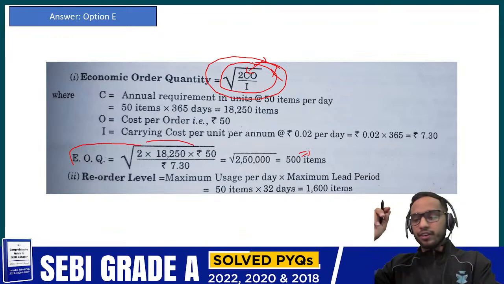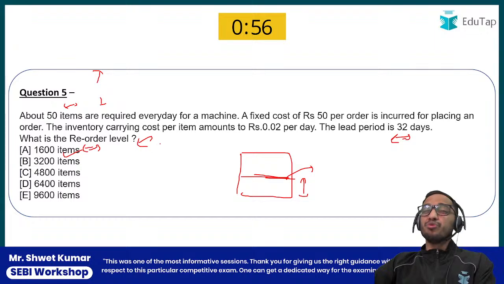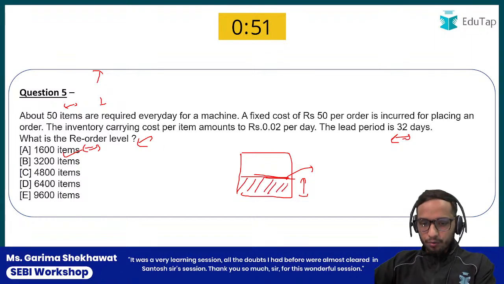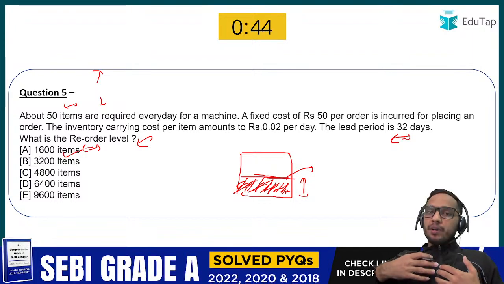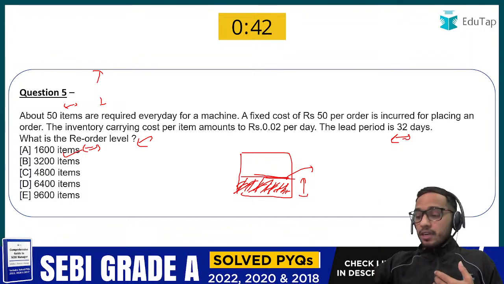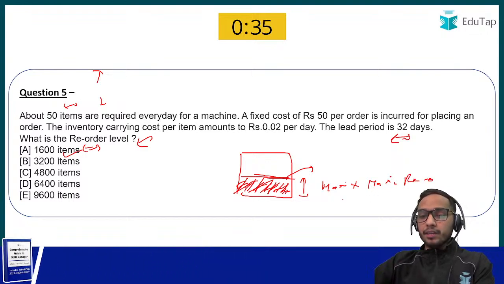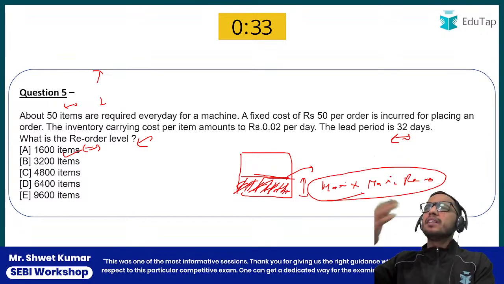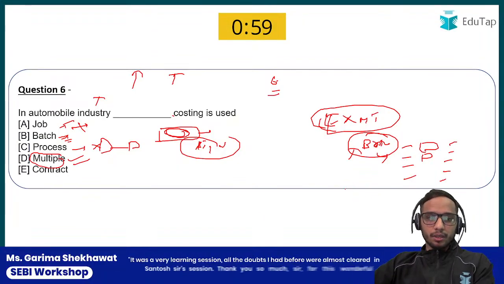Very good. Now let's revise the next question. Again, reorder level, that is very easy. Obviously you have to know what should be your size of inventories that is going to be sufficient for you to cope with the demand of the customers. For that you are going to take maximum consumption into maximum reorder period, so that you have enough inventory to meet the demands of the customer. Very nice. Understand the logic. This is easy.